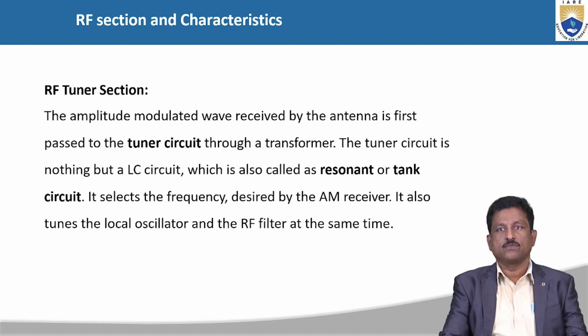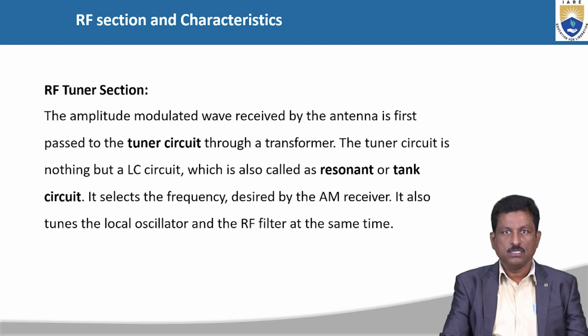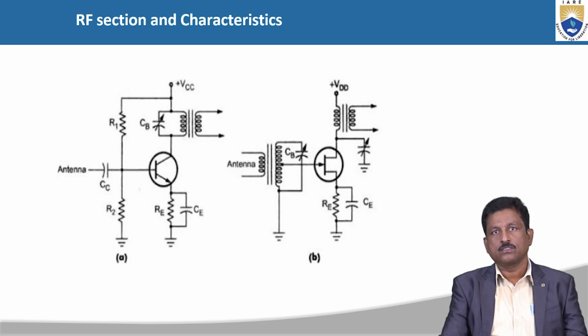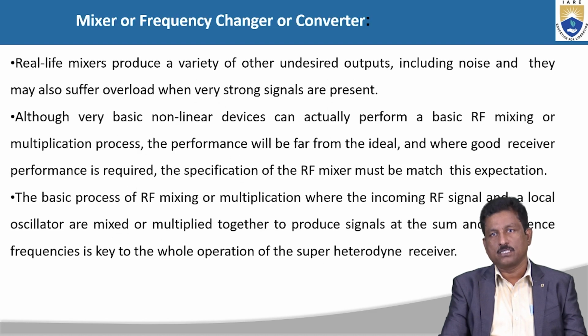The RF section is there, which can be used as a tank circuit. It is a combination of L and C. With the support of L and C, by making one of the components variable, we can tune to the desired RF frequency value. So this is the RF section and circuit diagrams. Mixer and converter are there, which I already discussed.